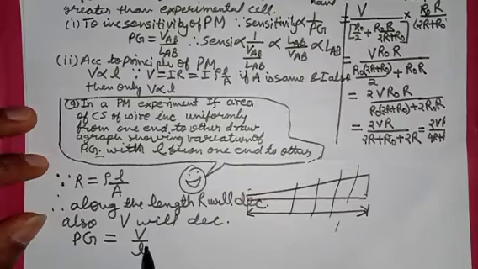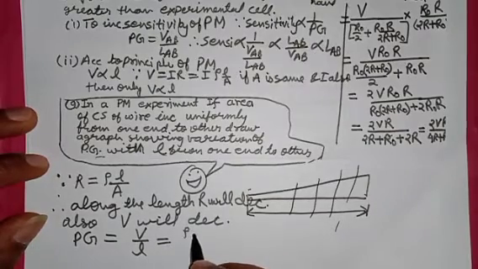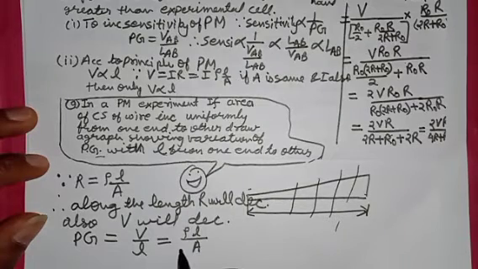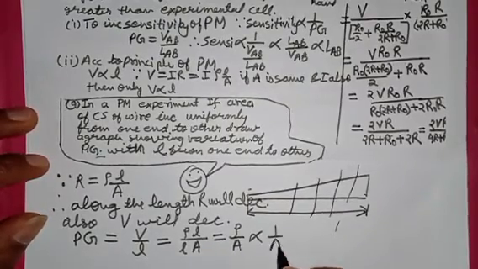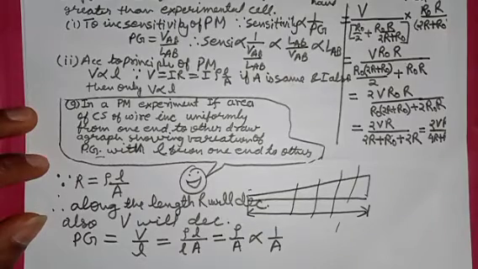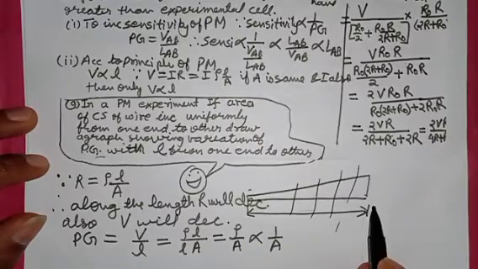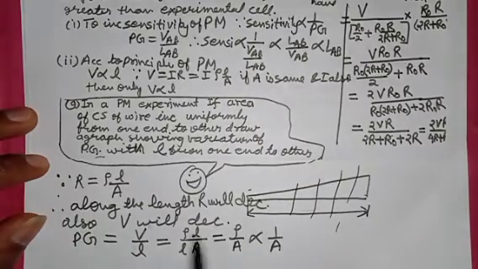And here, if I write it like rho L upon A, rho upon A, it will be. So that means it is inversely proportional to area of cross section. And as area of cross section increases along the wire, potential gradient will decrease.